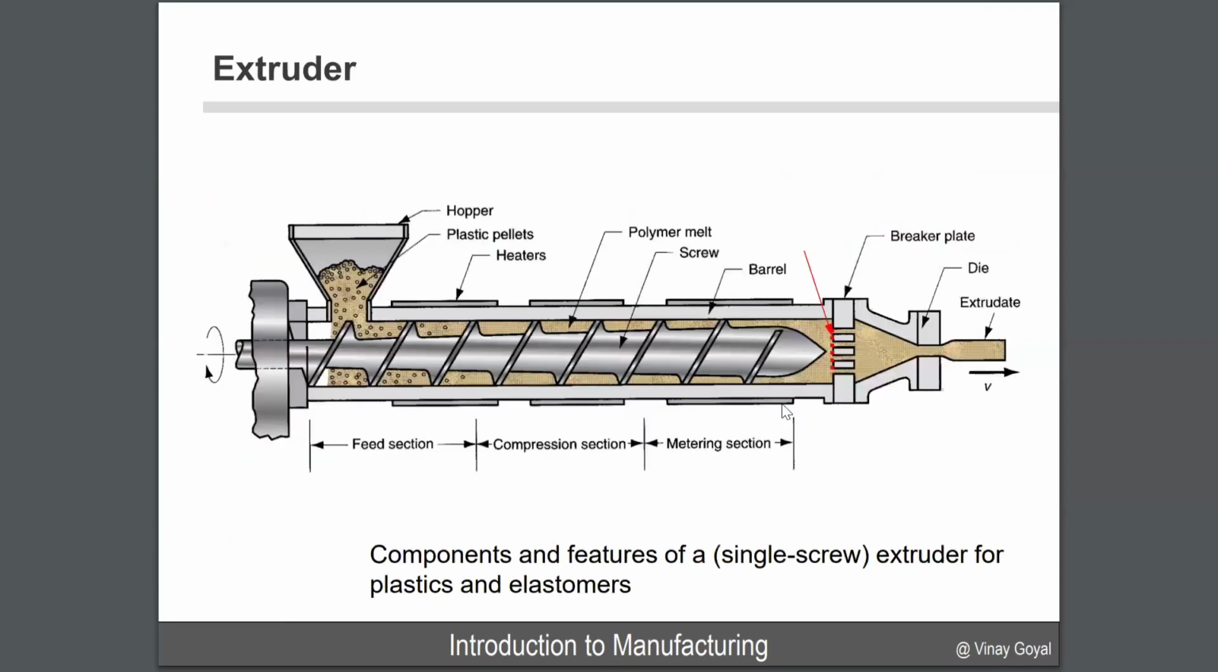Now let's look at the extruder in this example. I'm going to cover some of the components involved. Here you have the hopper, as we call it. You're going to have some plastic pellets and heaters, which are going to apply the heat. You're going to have the polymer melt, which is here in this color. And here are the plastic pellets.